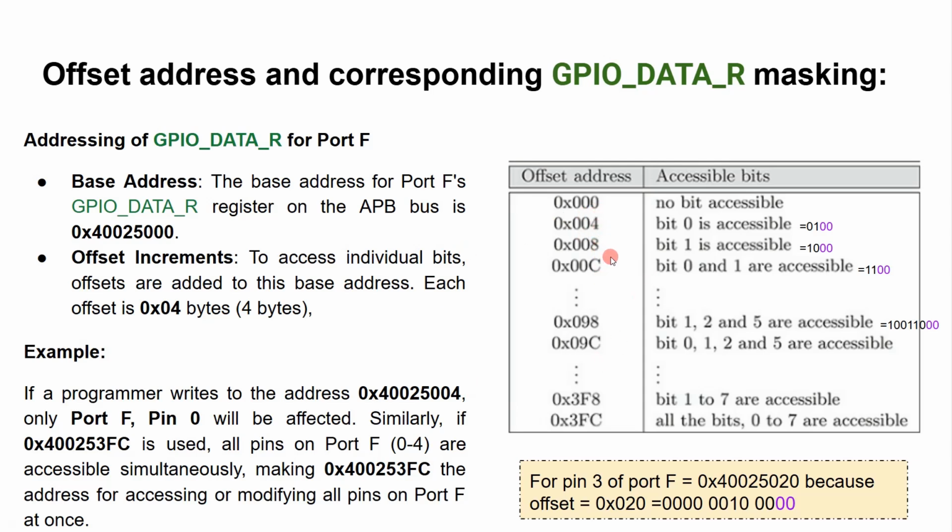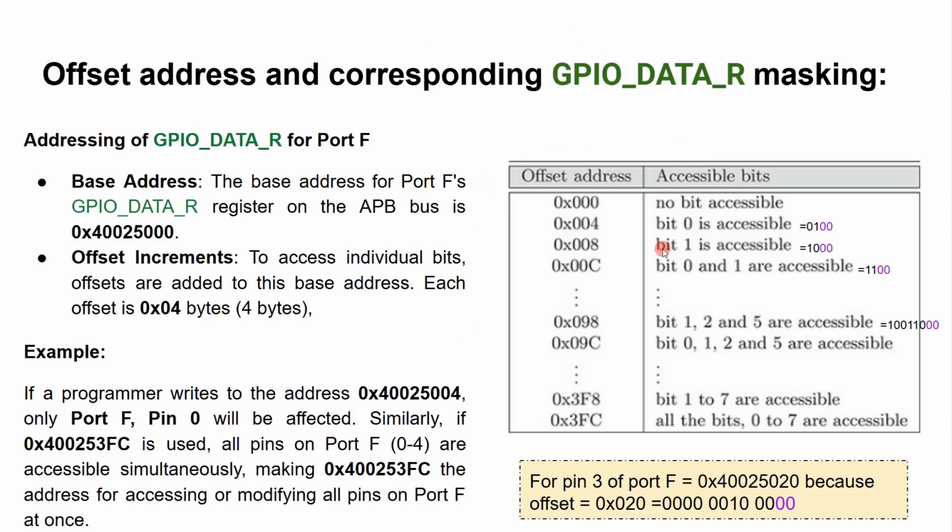Say for example, I want only pin 0 to be affected. Then I need to add an offset of 0x004 to this base address. If I want to access bit 0 as well as bit 1, setting them as 1, then I need to set bit position 2 and bit position 3, and that is why the address is 1100, which corresponds to C. So when I say bit 0 and bit 1, my actual counting starts from bit position 2 onwards.